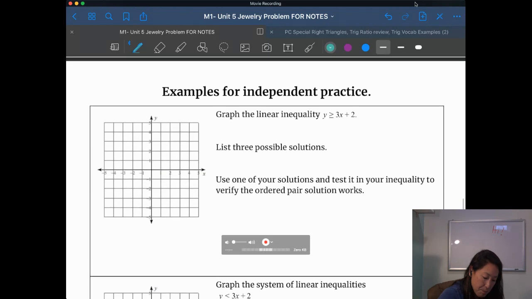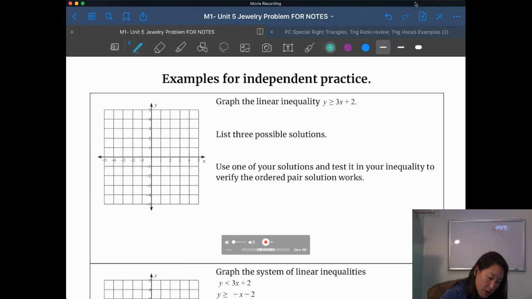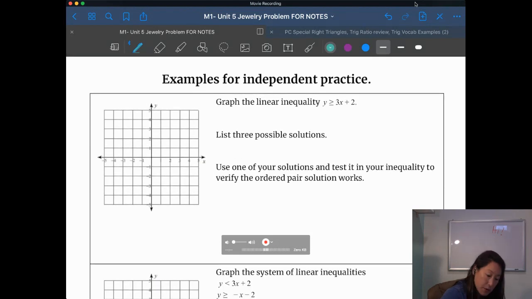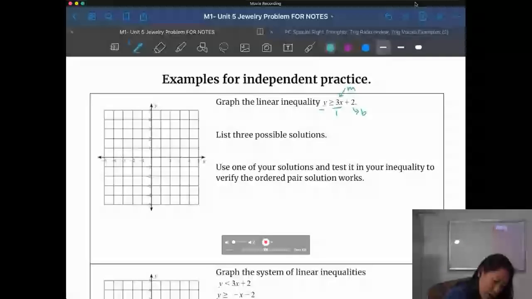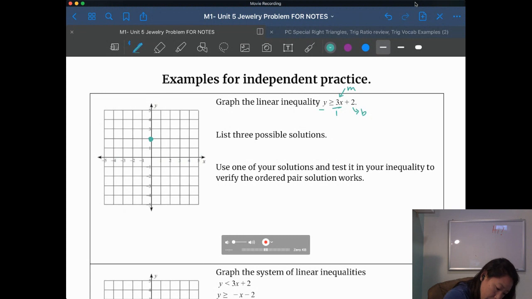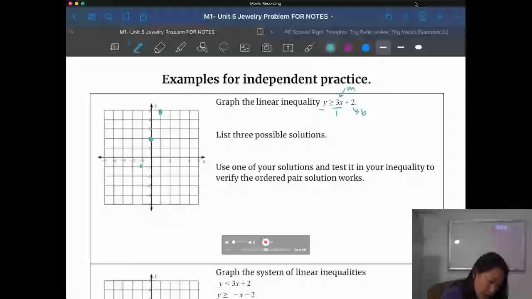So the first one, we're going to graph the inequality in how many variables? Well, 2, because there's an X and a Y. So the B value is 2 and the slope is 3 over 1. So I'm going to start at a positive 2 and then go up 3 to the right 1, and then negative 3 and left or negative 1. Do I use a solid or a dotted line here? I'm going to use a solid line because of the equal sign.